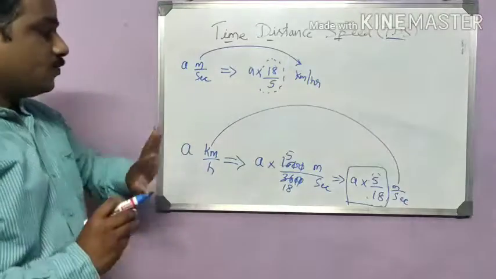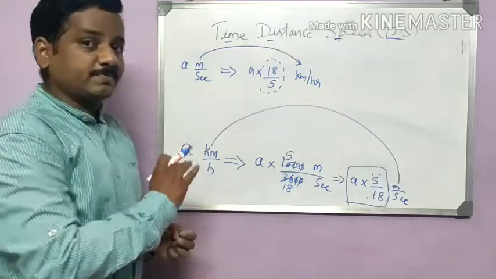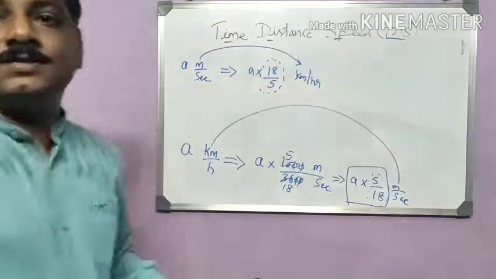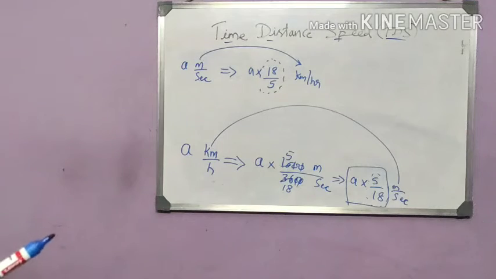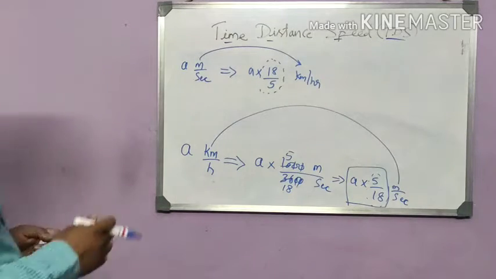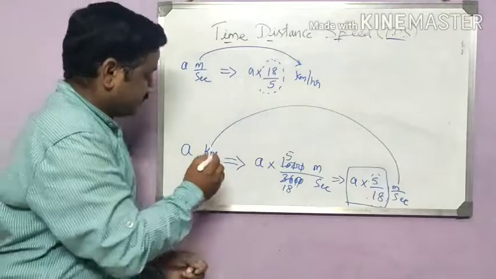Okay. So here is one more logic I will tell you, a short trick to remember it. So 5 by 18 or 18 by 5, that will be clear for you, but you may get confused about the 5 by 18 or 18 by 5. Okay. So look into this.